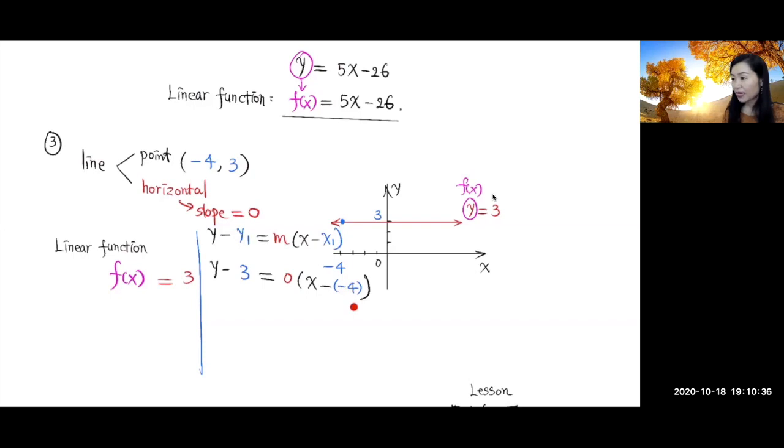Now 0 times anything is equal to 0. So you get y minus 3 equals 0. So y is equal to 3. Then you're going to replace this y by f of x. f of x equals 3. That is the linear function that we're looking for.